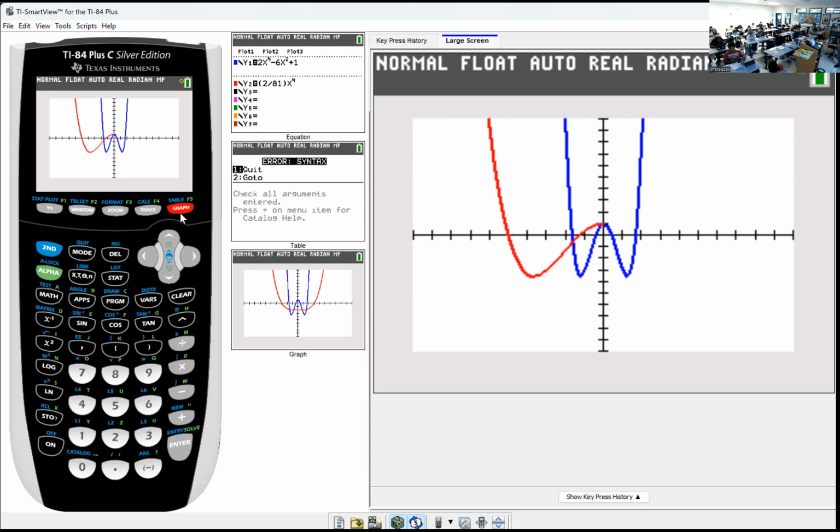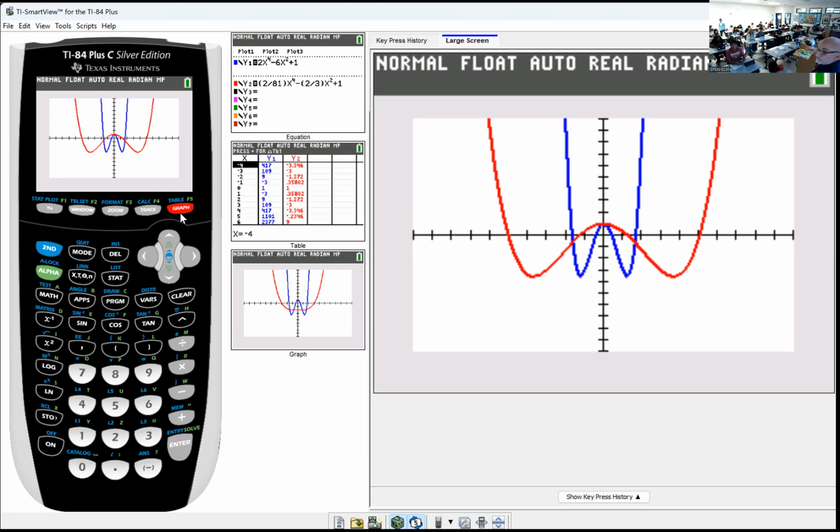And indeed it is. It's got the same local min, and my local max values are the same. It's just that now it's wider. So I didn't compress it this way at all. I just took the whole thing and stretched it out this way.